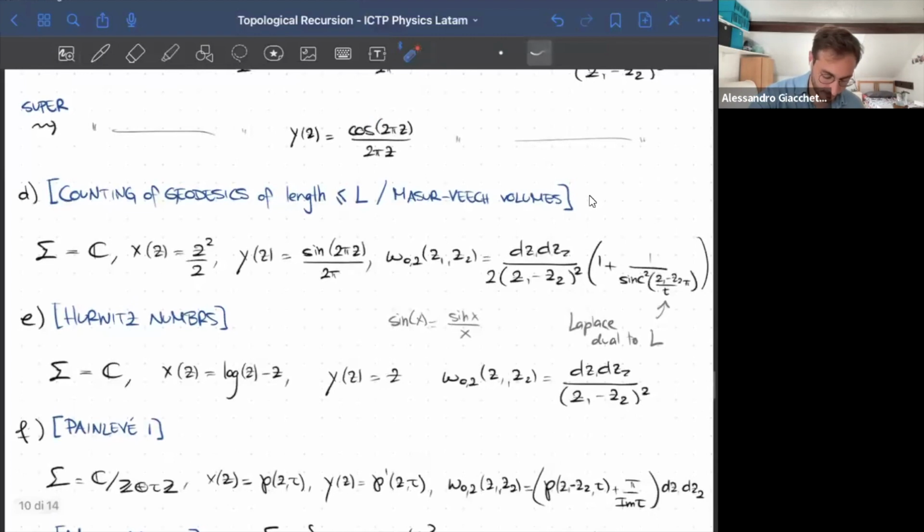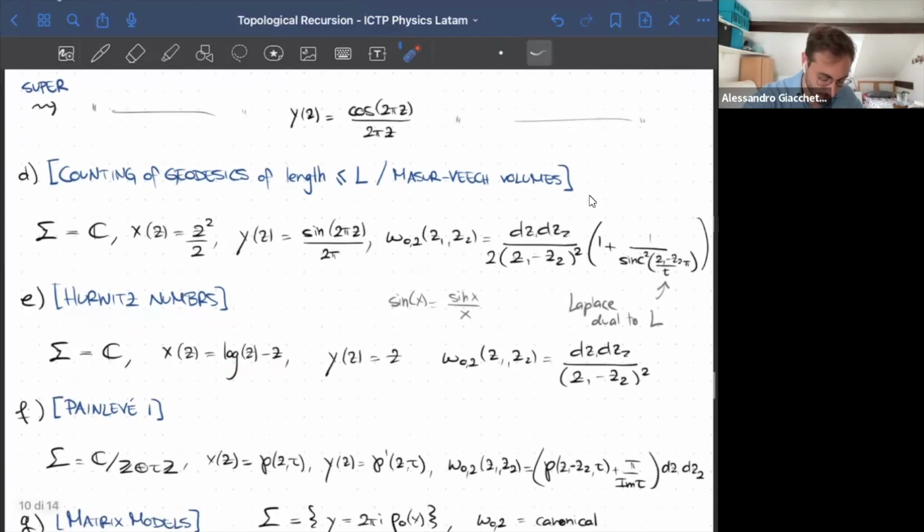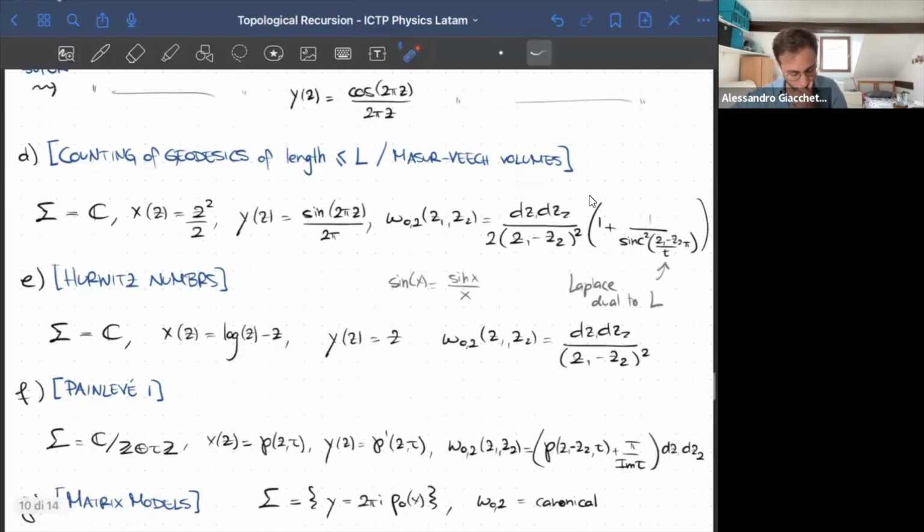Other examples are from Hurwitz numbers, where you take x to be log of z minus z. So these are counting of covers of the Riemann sphere. They also appear in the context of topological string. You have something related to Painlevé I, where now sigma is the torus, and x is the Weierstrass function associated to that torus. y is the derivative of the Weierstrass function, and omega 0,2 is again constructed from the Weierstrass function in a very specific way.